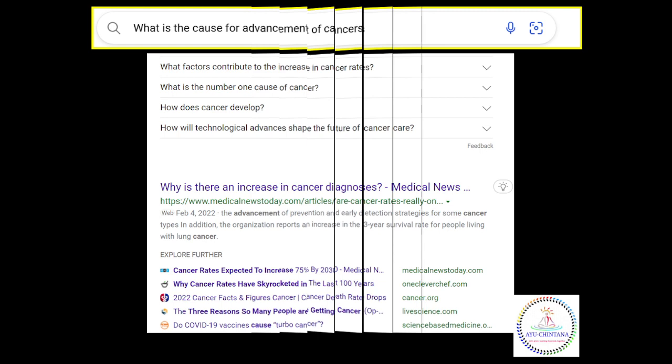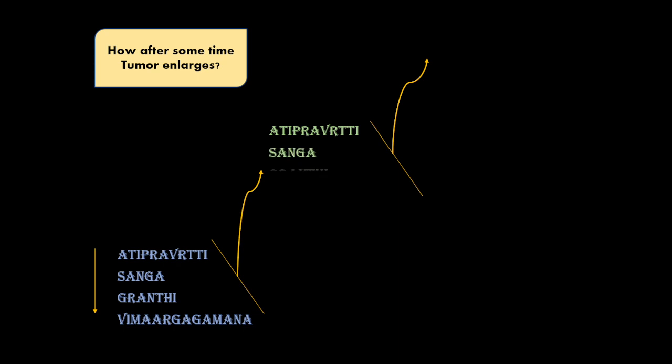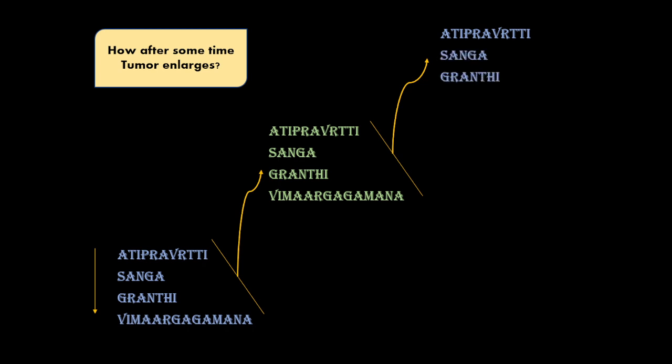It's a cycle with intervals, continued wrongful dietary and lifestyle practices. One Srotodushti Prakara influences the other. For example, Atipravritti can lead to Sangha or vice versa. This may lead to Granthi, then Vimarga Gamana. But if proper Chikitsa is not received at this stage, or if the patient continues to follow all the previously explained etiologies, a second cycle of Srotodushti occurs. So, with every stage, tumor size increases, symptom severity increases, and prognosis becomes more and more difficult.